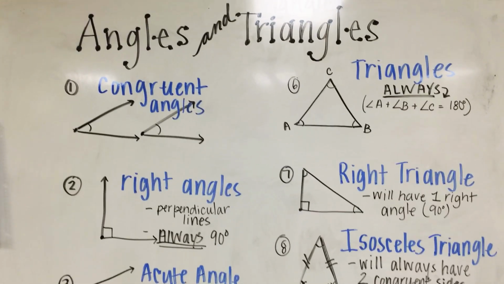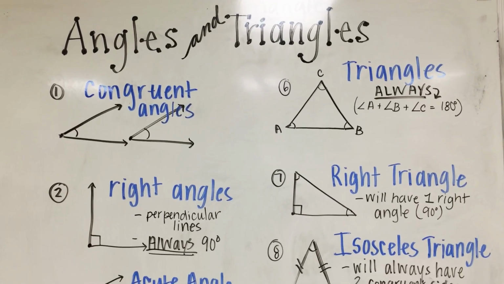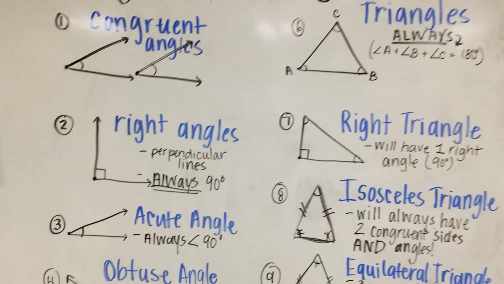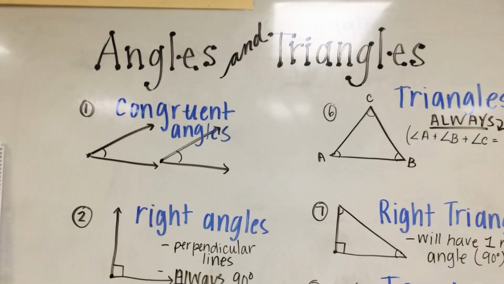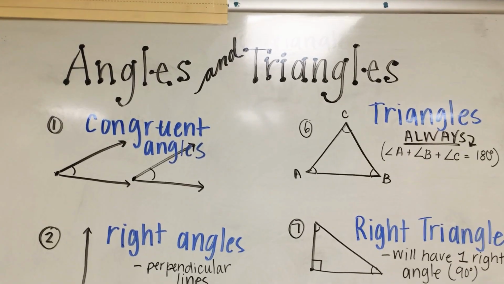Hey, fifth grade. I am doing your math lesson a little differently today. I'm just going to hold the camera like this and go in and talk about each different angle and triangle in our lesson because we are learning about angles and triangles, the next step in geometry. So you need your math book open to page number 245.